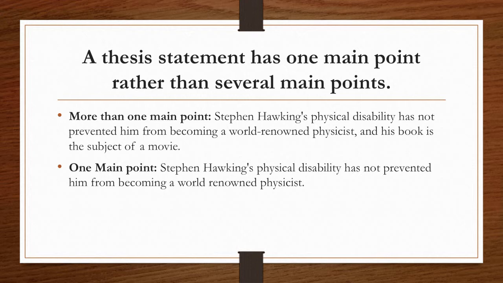So here's an example of a thesis statement with more than 1 point. Stephen Hawking's physical disability has not prevented him from becoming a world-renowned physicist, and his book is the subject of a movie. Those are 2 separate topics. So those would actually be 2 separate papers. One about him being a world-renowned physicist, and the other about his book being the subject of a movie. So simply to change that, you just take off the part about the book being a movie.